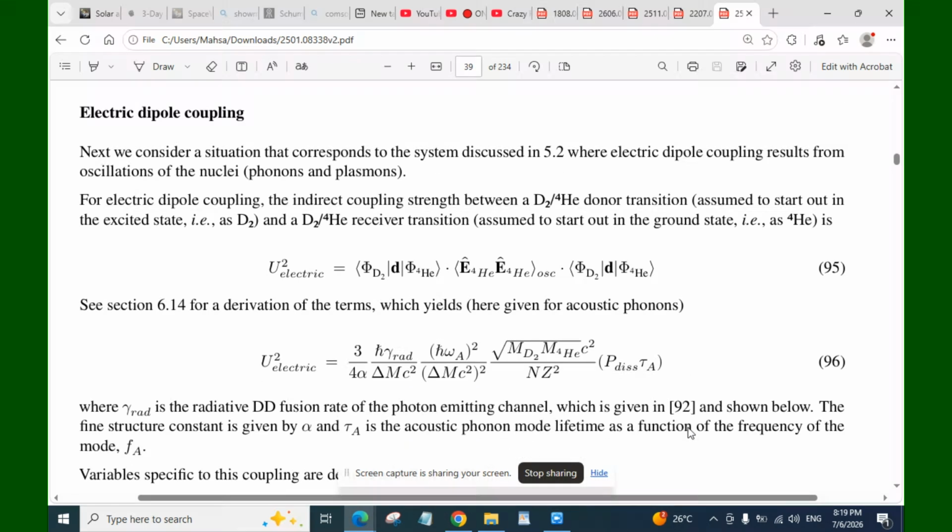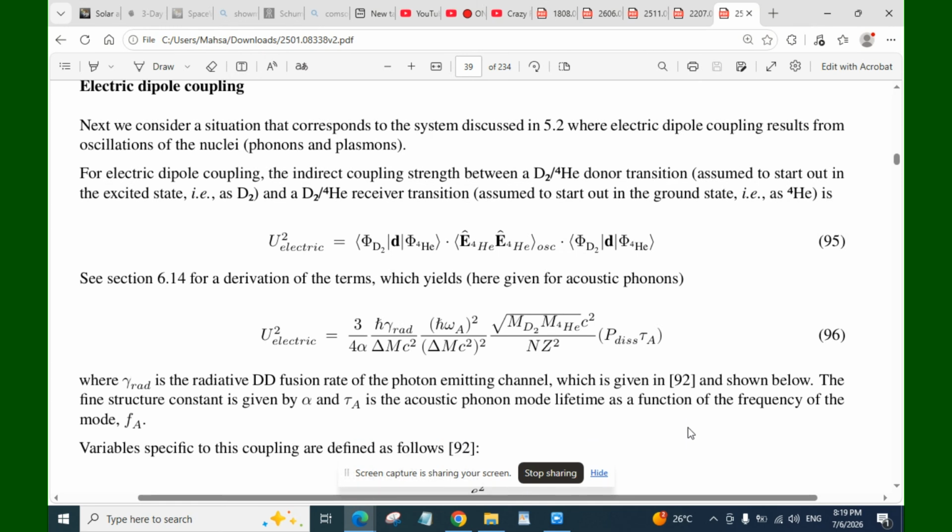Now I want to go through the electric dipole coupling. Next, we consider a situation that corresponds to the system discussed in 5.2, where electric dipole coupling results from oscillations of the nuclear photons and plasmons.